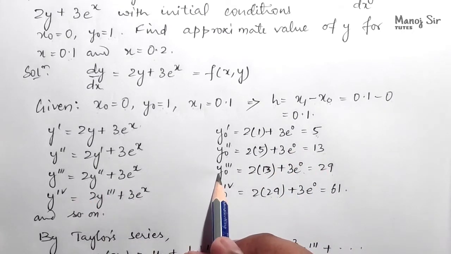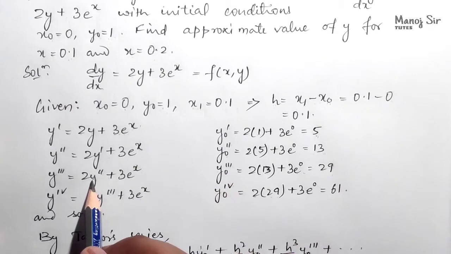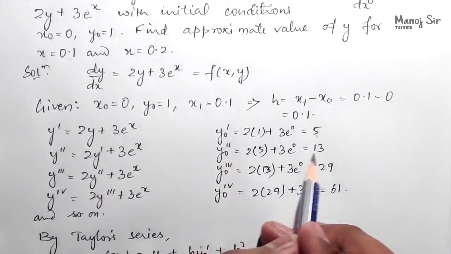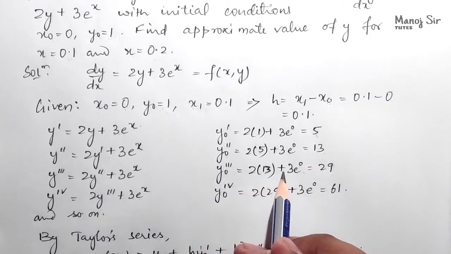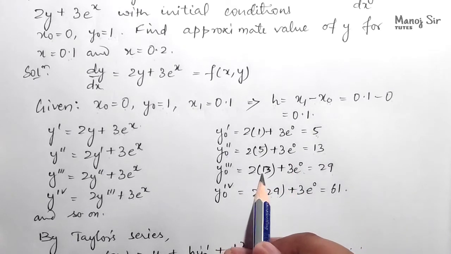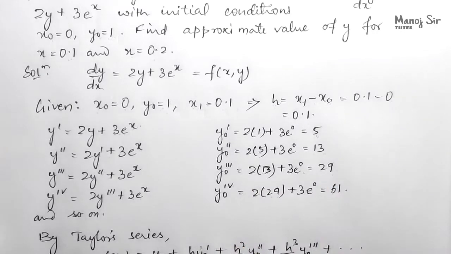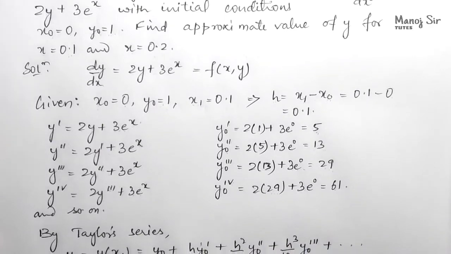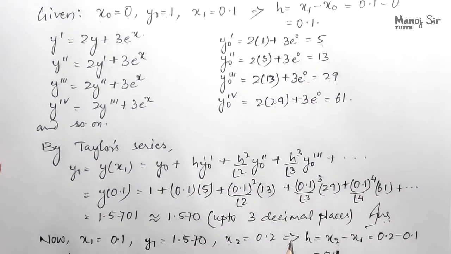Again, to find y0''', we need to put y0'' = 13 here. So 2 into 13 plus 3: 13 into 2 is 26, plus 3 is 29. Again, y0'''' equals 2 into y0''', that is 29. So 2 into 29 is 58, plus 3, that is 61. Now we can use Taylor series.